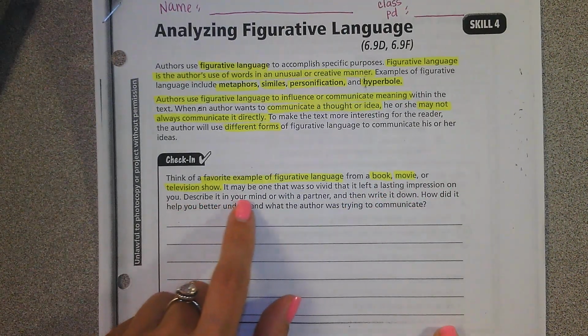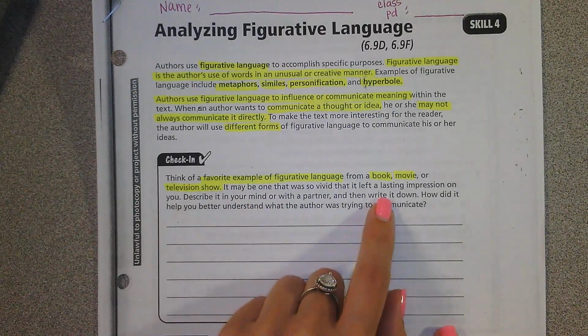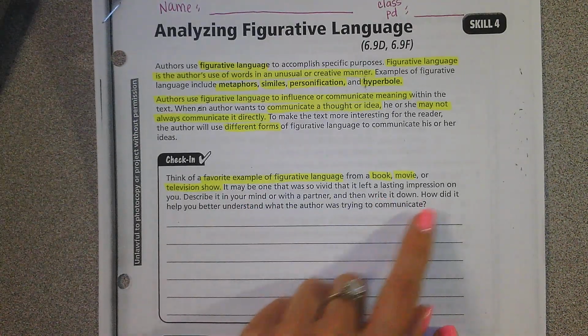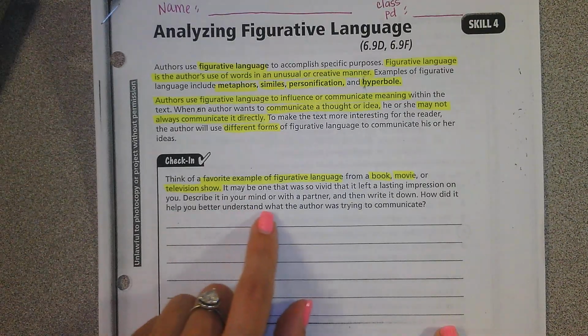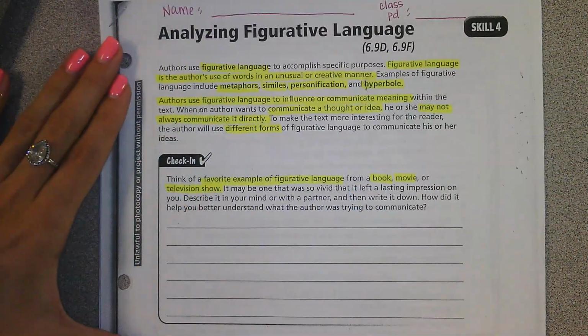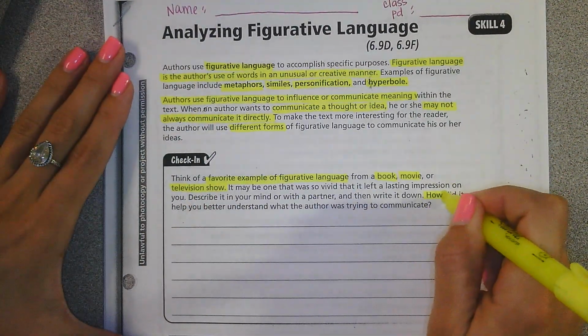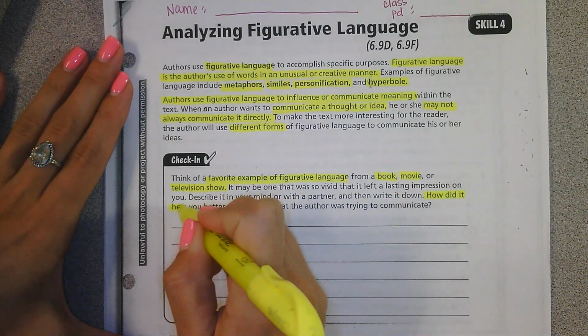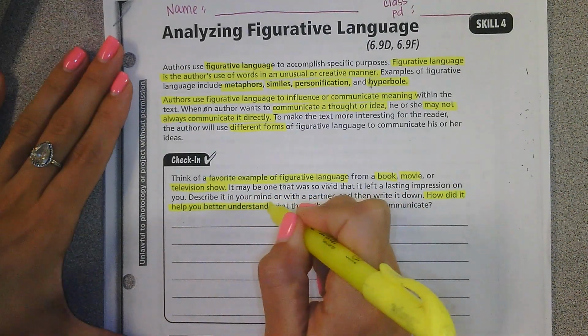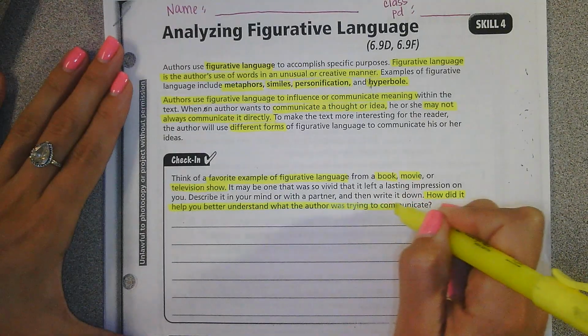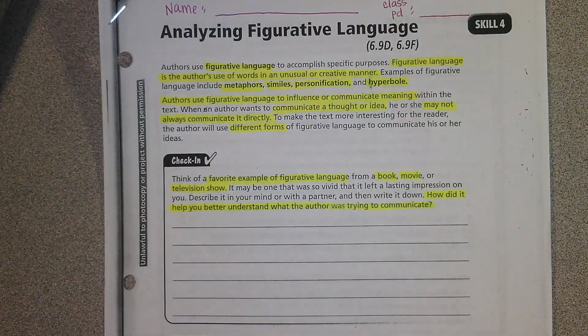I want you to describe it in your mind, and then you're going to write it down. How did this better help you understand what the author was trying to communicate? So, that is the essential question. It's wanting you to write an example of figurative language that you've seen in a book, a movie, and it wants you to also answer the question of how did it help you understand what the author was trying to communicate.